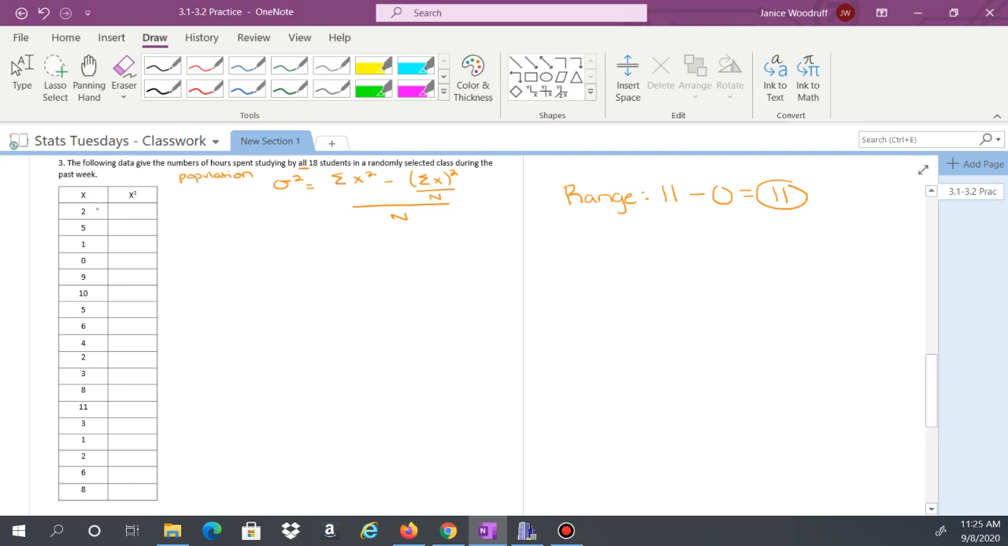Okay, so for these columns here, I'm just going to go ahead and fill in the x squareds. So 4, 25, 1, 0, 81, 100, 25, 36, 16, 4, 9, 64, and 21, 9, 1, 4, 36, 64. Okay, so the sum of my x column is going to be what?